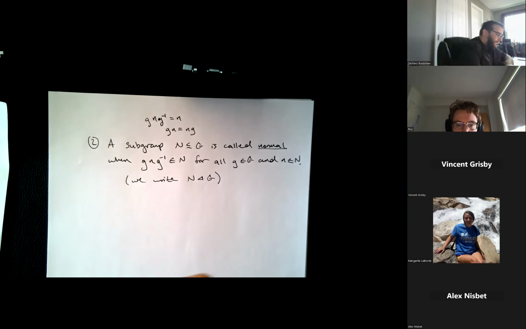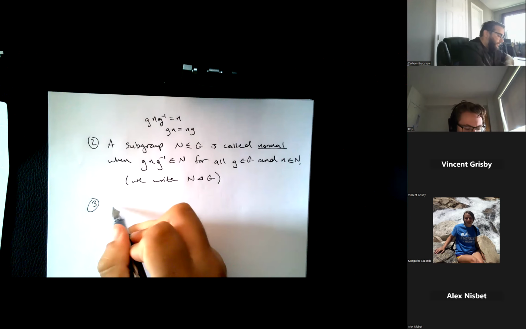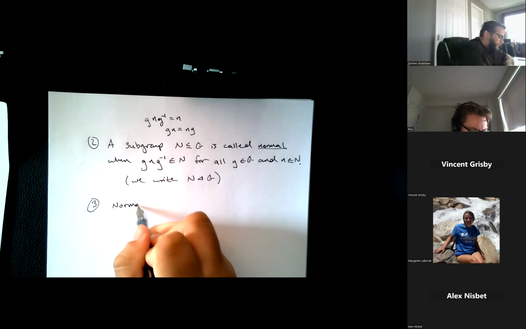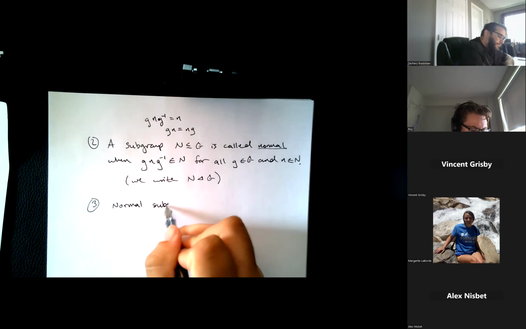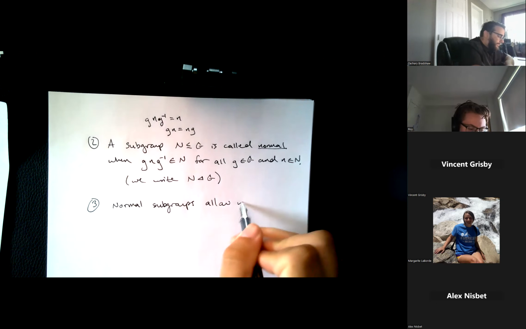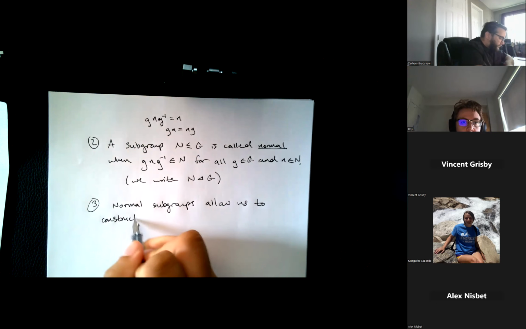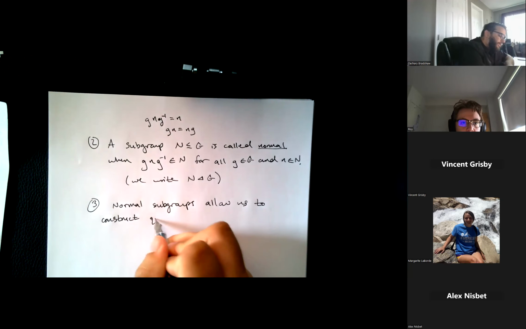Okay, so why do I mention this? Because there's another useful construction. Normal subgroups allow us to construct what are called quotient groups.